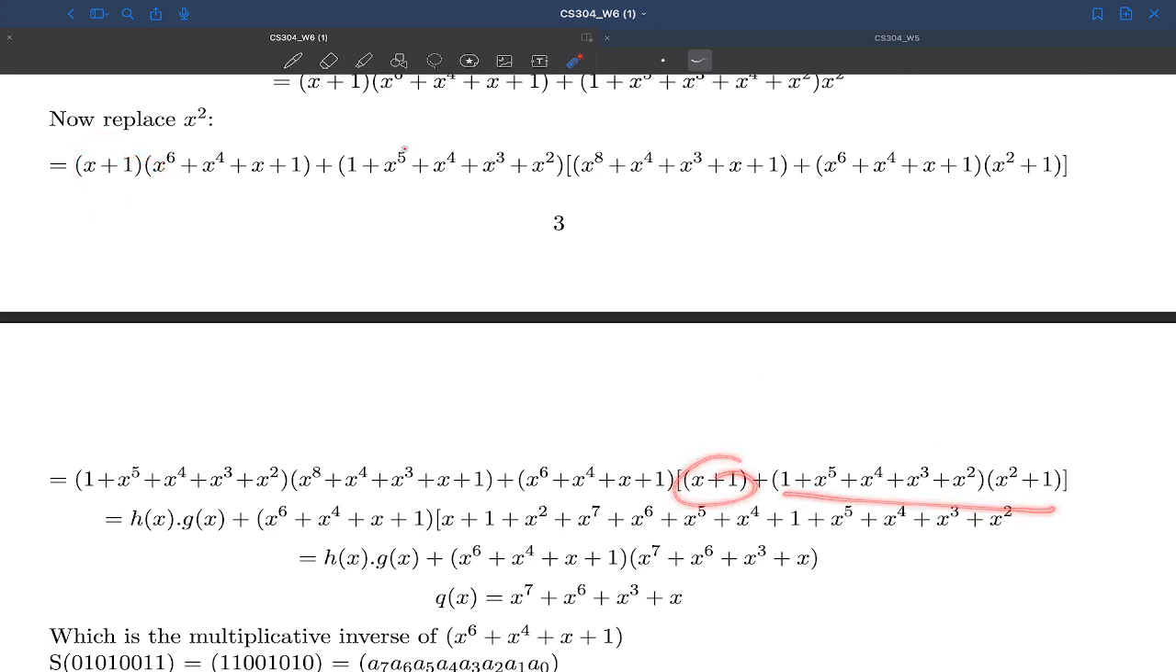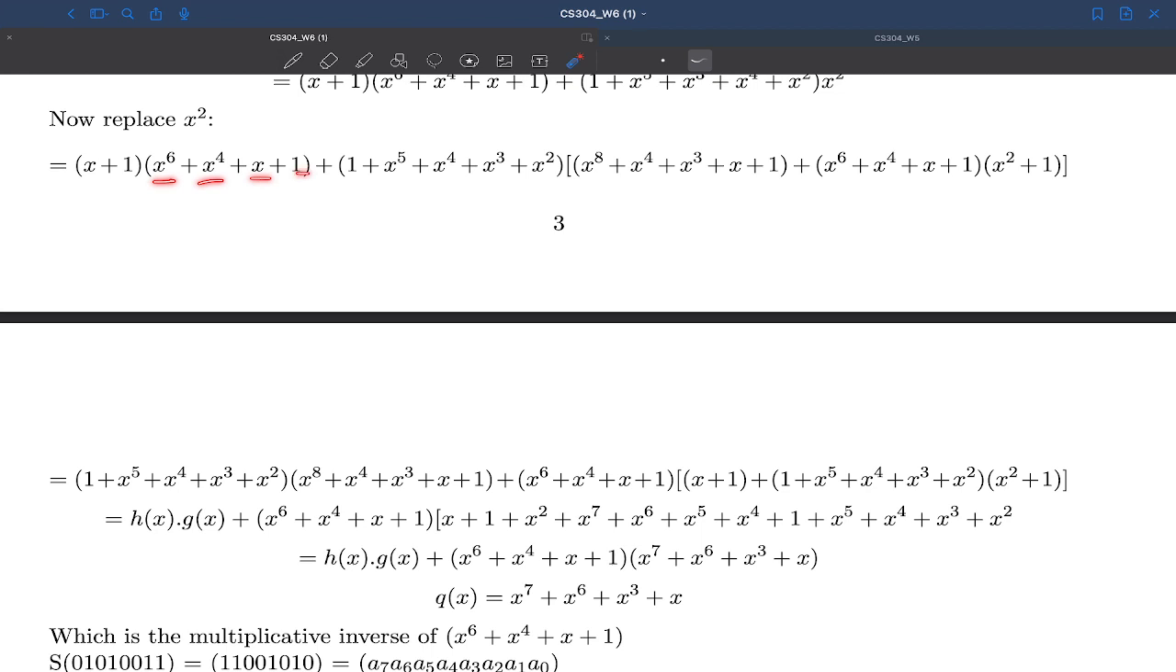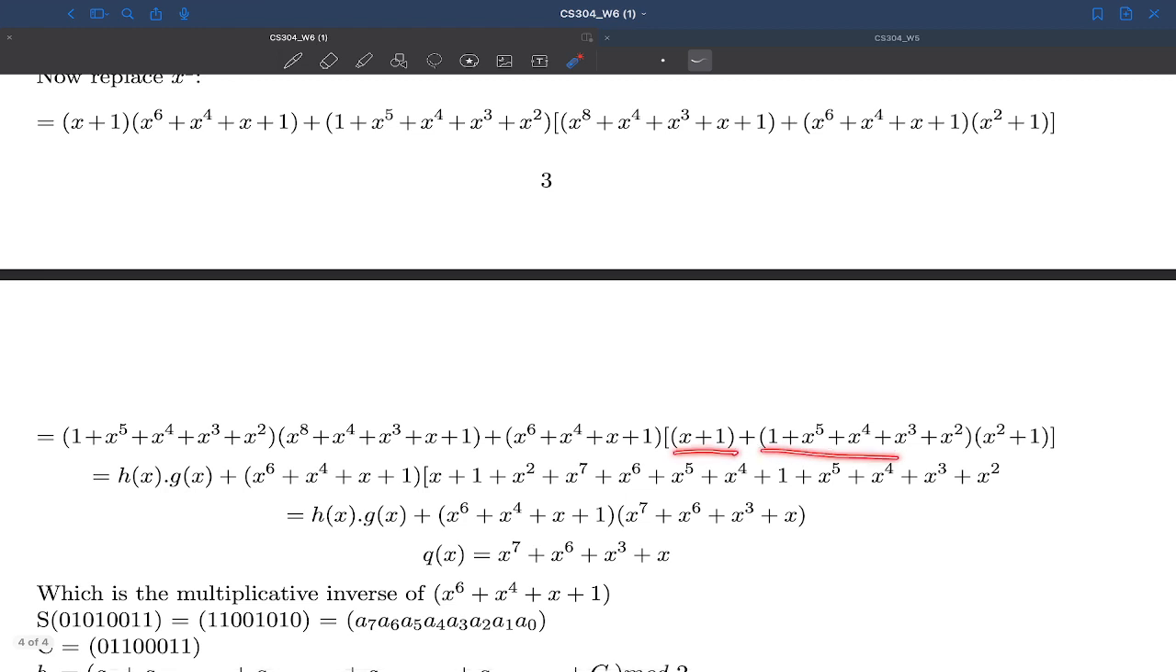plus this term, 1 plus x plus 5 x^4 plus x^3 plus x^2 times x^2 plus 1. So I hope you are getting how I got to this term. I just took common x^6 + x^4 + x + 1 from these terms, and whatever I was getting after multiplying this term and this term, I took common. Okay, I got this. Now here I am getting some addition of some polynomials, so I'll solve it further. It will look like something like this, and I'll solve it further, and it will transform to this polynomial.